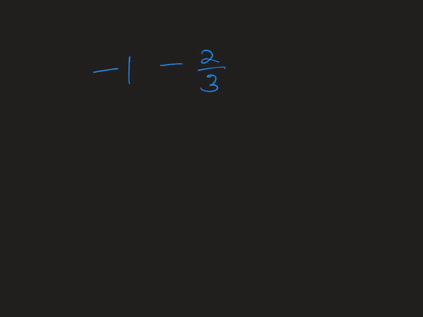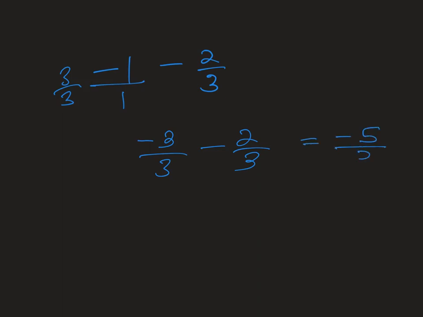Again, we don't have a common denominator, but we know that this negative 1 has a 1 underneath it, technically. And so what we do is we multiply both top and bottom by 3 over 3. That becomes negative 3 over 3 minus 2 over 3. So for number 60, we have negative 3 minus 2, and that becomes negative 5. And the denominator just stays with a 3. So when we have a common denominator, we just work our way in the numerator to get the answer that we need.